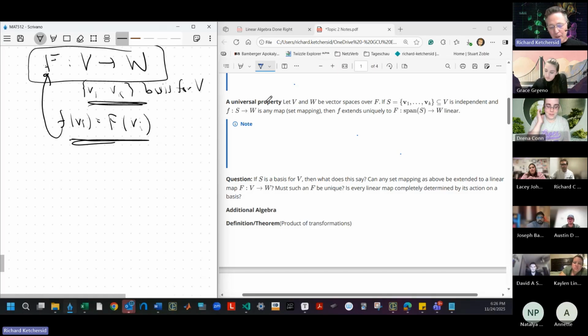All right. So I mean, this is a really important property, right? Usually we define linear maps on a basis, and that's how we deal with them most of the time. And we're using this theorem all the time.